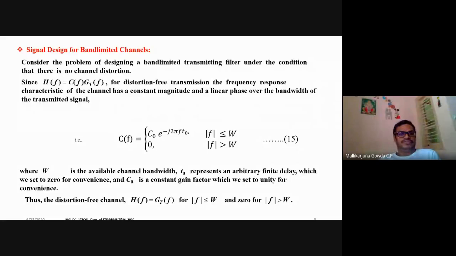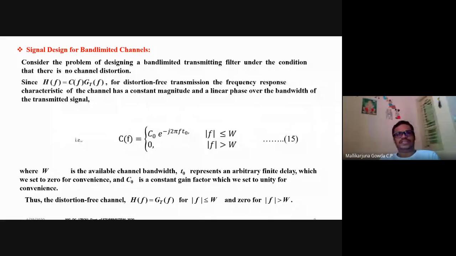So this H of f is the frequency response of the output of the transmitting filter and the linear channel, that is C of f into GT of f. In the time domain, h of t is equal to the convolution of C of t with GT of t. In the frequency domain, it is obviously the multiplication of their Fourier transforms.